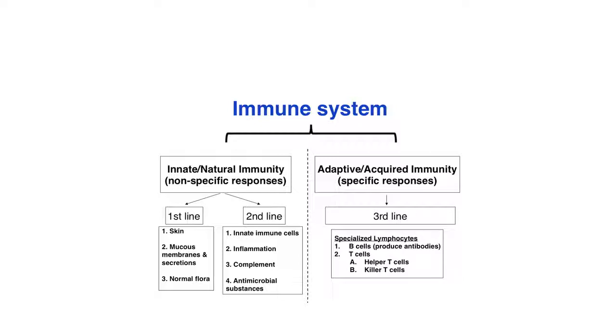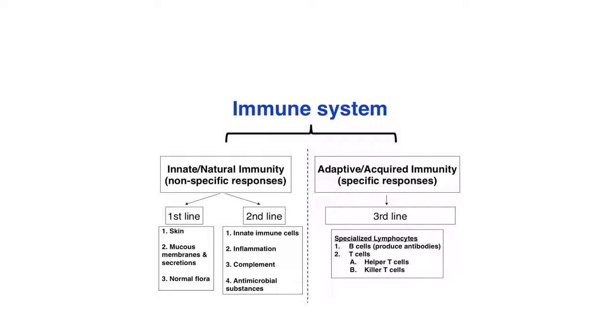And the T cells also, they are subdivided into two categories: helper T cells and killer T cells. We will talk about their differences. And there's also a third category, the so-called regulatory T cells. But more about that later. Now, just the take-home message.